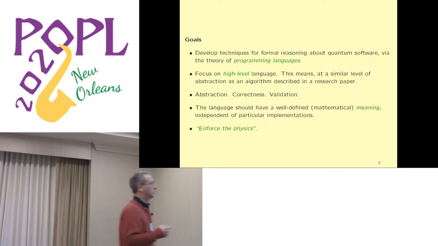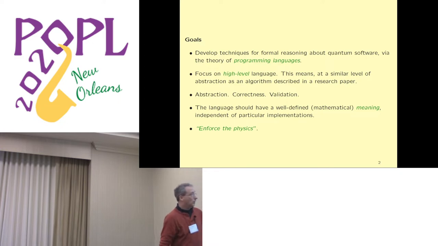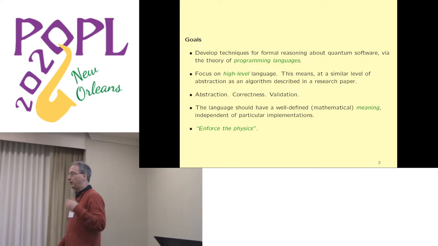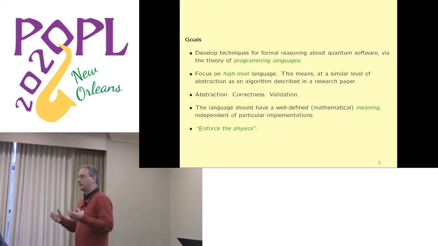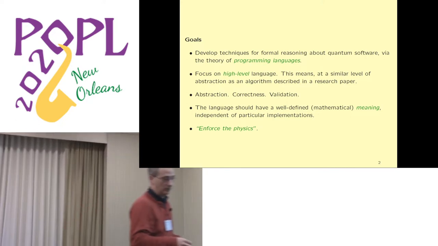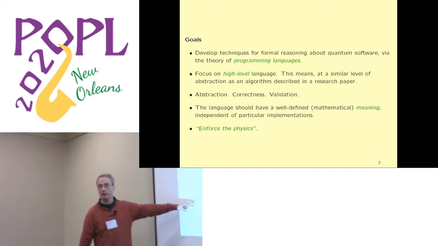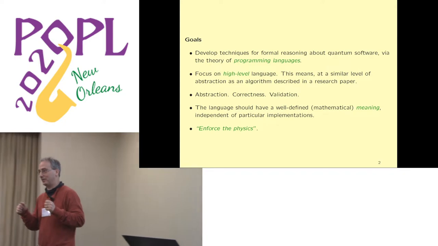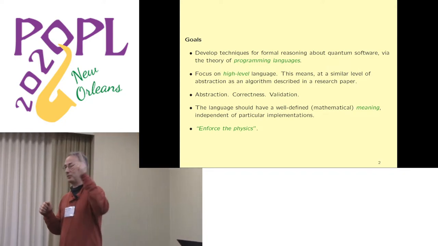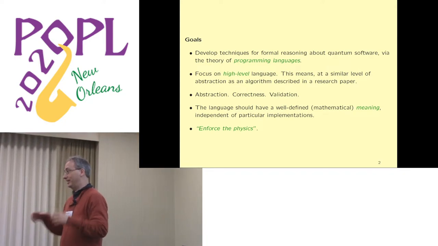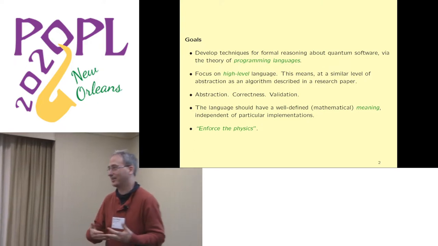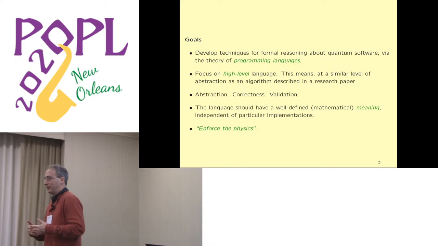All right, and I personally also like languages that are well-defined, that maybe should have a mathematical semantics, precisely so that we can prove something about that. And the final thing a quantum programming language should do is enforce the physics. By this, I mean, the physicists always get upset by this because they say, you computer scientists don't need to enforce physics. Nature enforces physics, right? It's not going to let you do anything that's not allowed according to the laws of physics.